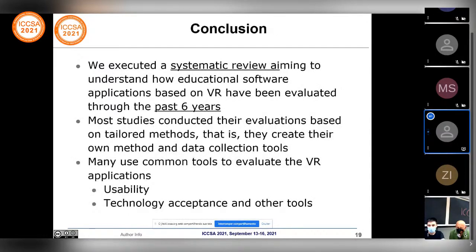Concluding, considering virtual reality applications which use non-conventional devices, for example, head-mounted displays and data gloves, the evaluation process is more complex than in common applications like web applications. We executed a systematic review considering the last 6 years, and most studies conducted were based on adapted methods, and it's common to use the evaluation tools from the human-computer interface area.